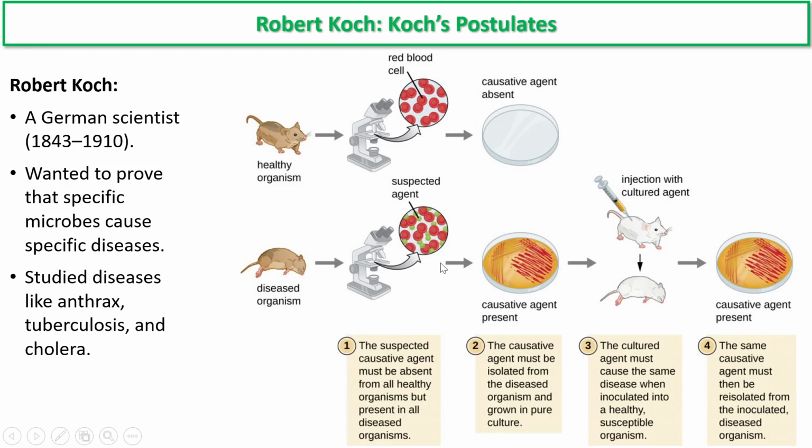So from here we can see that this organism had some infection that was isolated here. It was inoculated into this one, and again when isolating, it is the same organism. So from here Robert Koch gave the Koch postulate, which is that the suspected causative agent must be absent from all healthy organisms but present in all diseased organisms. This is what he observed here.